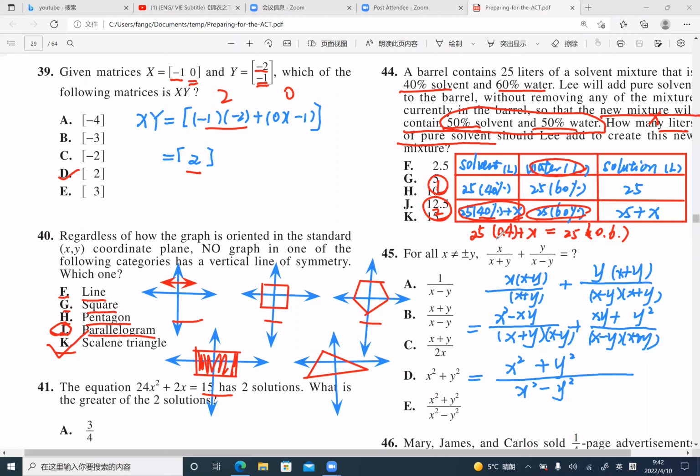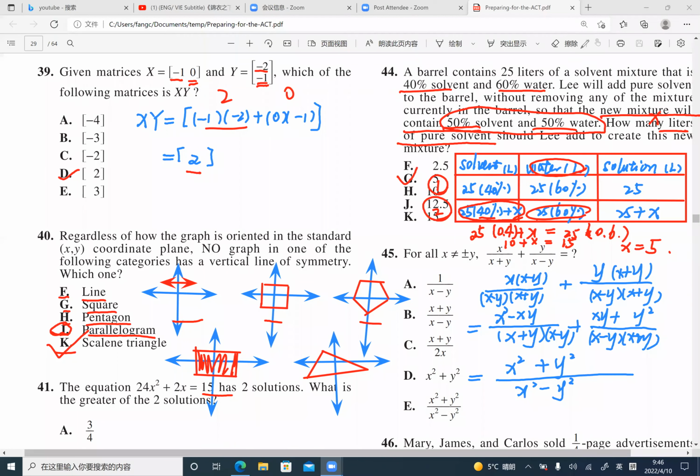So 25 times 0.4 is 10. So 10 plus X equals 25 times 0.6, which is 15. So X should be equal to 5. So for question 44, we choose option G, 5.